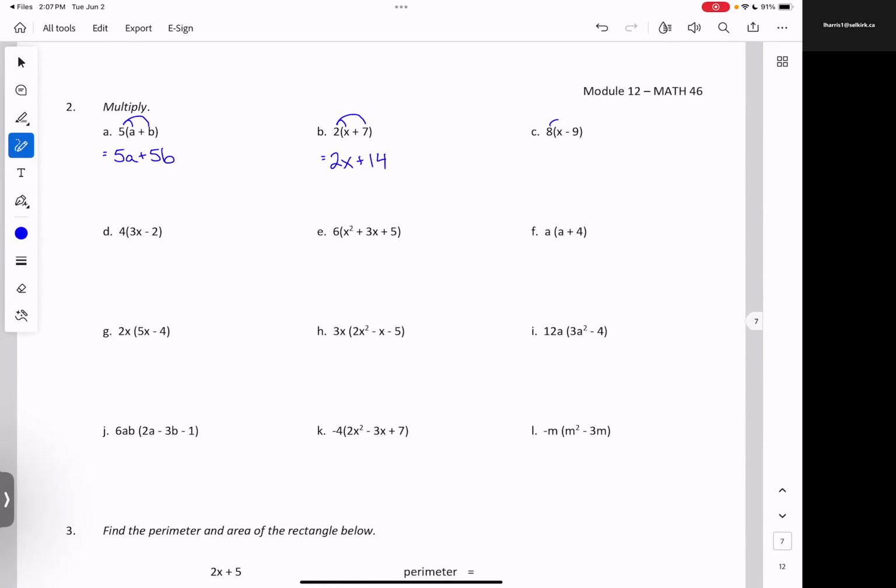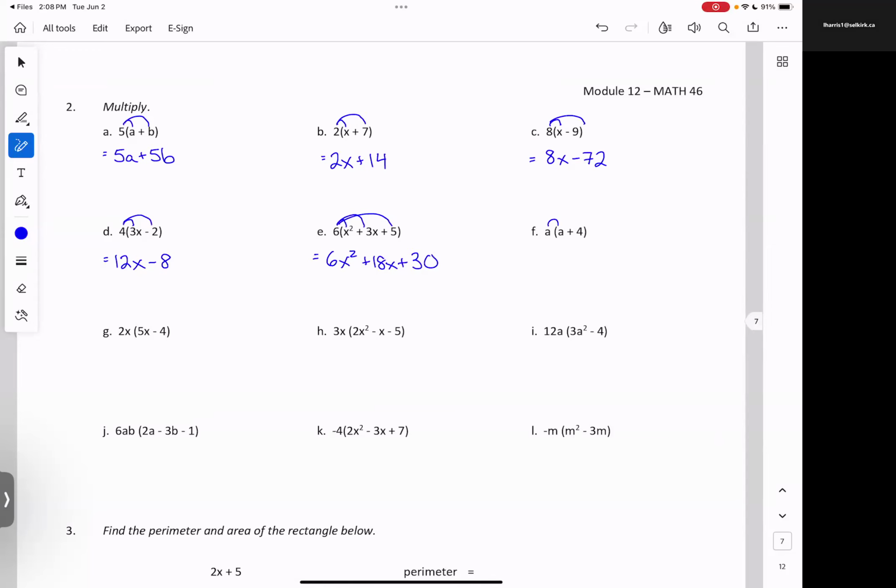In C, we're going to have 8 times x gives us 8x. And then minus 8 times 9 gives us 72. Okay, next one we get 12x minus 8. And in E we have 3 terms, so we're going to distribute that 6 out to all 3 terms. So we get 6x squared. And then we've got plus 18x plus 30.